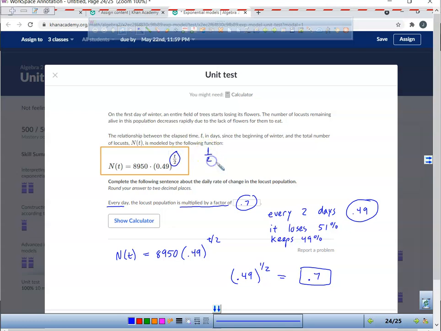So I put 1 over 2. Because what does t represent? Time, and time was in what? Days. So that's why I put a 1. In 1 day, 1 over 2, it's 0.7.